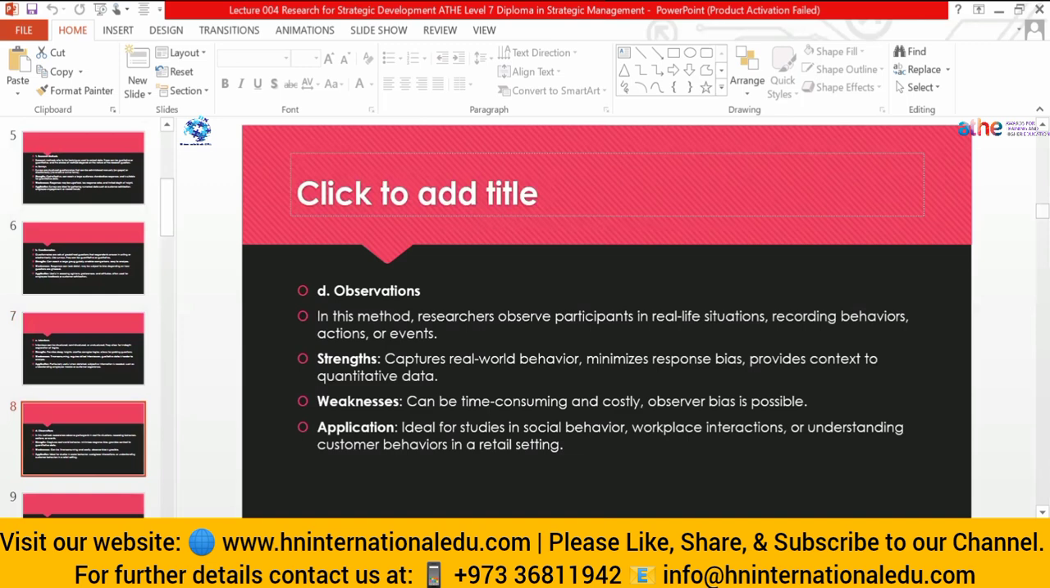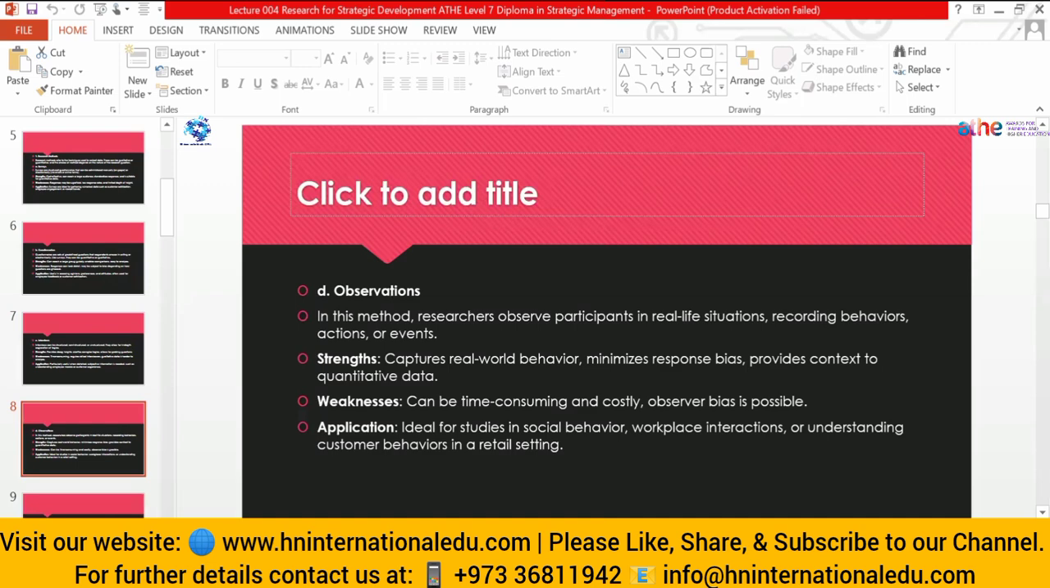In this method, researchers observe participants in real life situations, recording behaviors, actions, or events. Like many researchers, literally, they used to split the people into two groups, group A and B, and then apply their research methodologies and their work on them, and then see which group performed well and which lagged in performance.